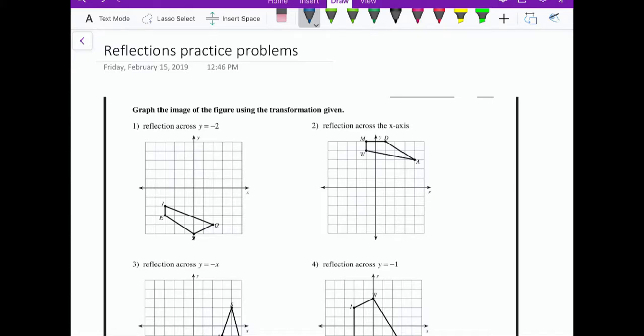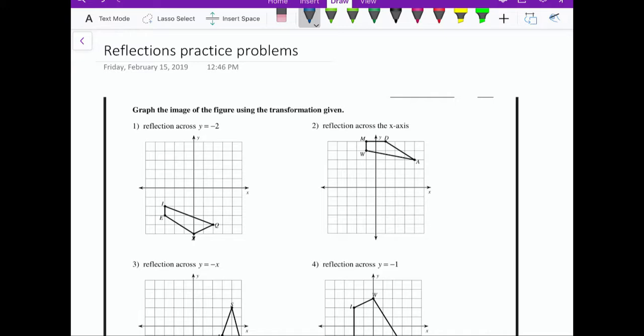In this video, I'm going to go over the reflections practice problems that you did and make sure you understand the big ideas here and how to approach these problems. So I noticed on your GeoGebra assignments that you didn't answer the question very clearly about how you determine if the image has been reflected across the X or the Y axis.